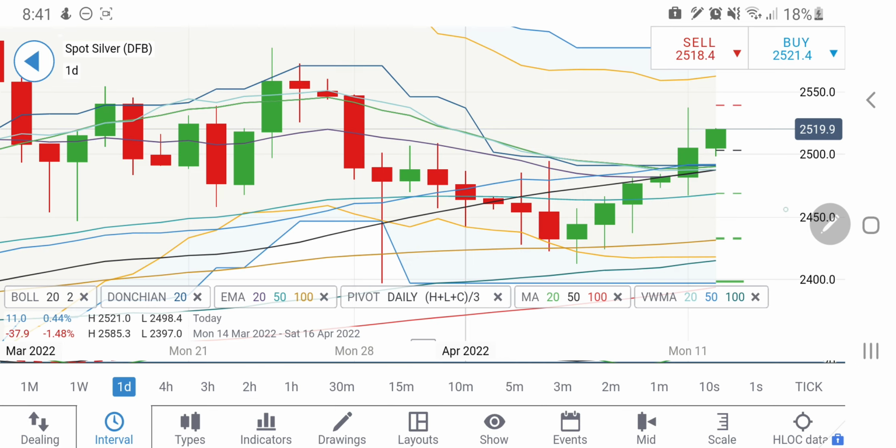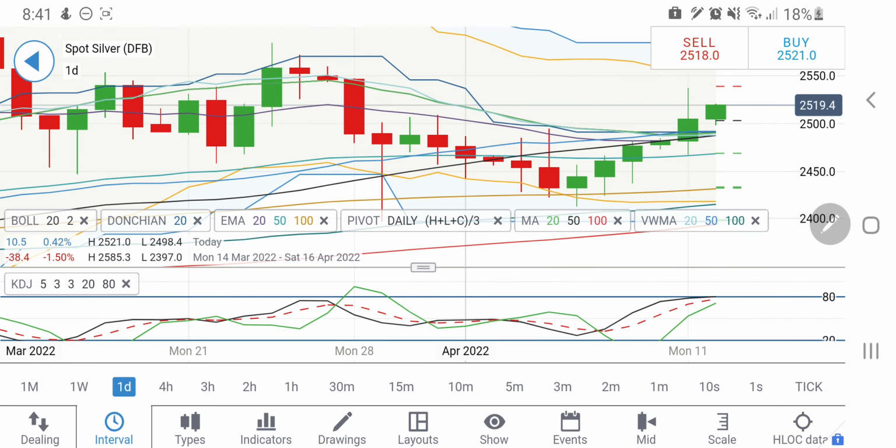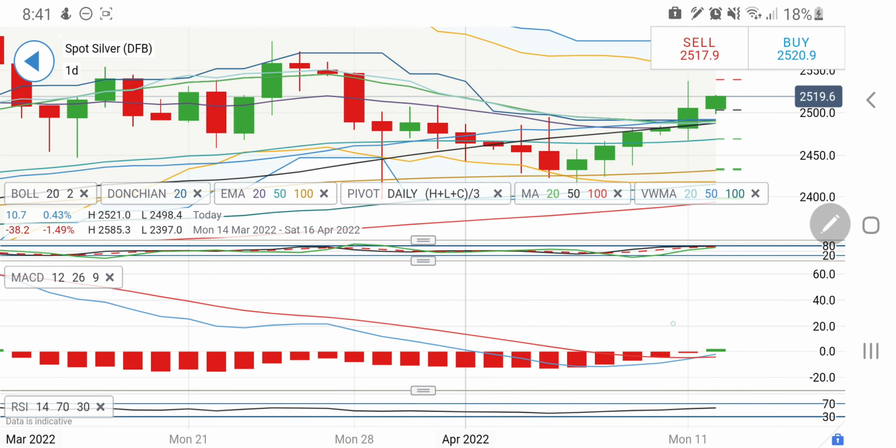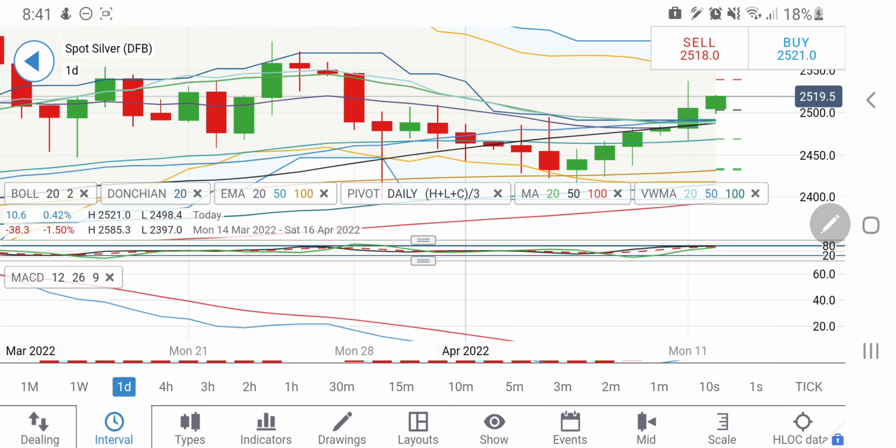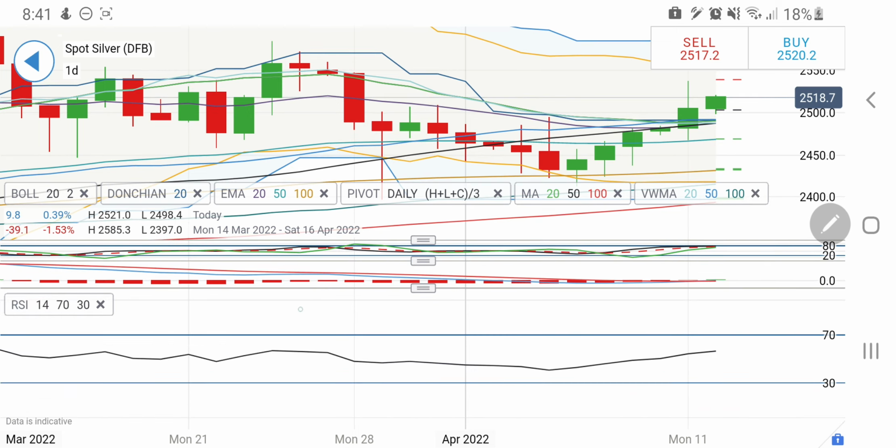But look at this, look at the charts for silver here. Stochastic overbought, MACD has just crossed over. That is an interesting observation here. MACD has just crossed over and now it's in the buy zone. So we may see this bullishness continue on silver for the near term.